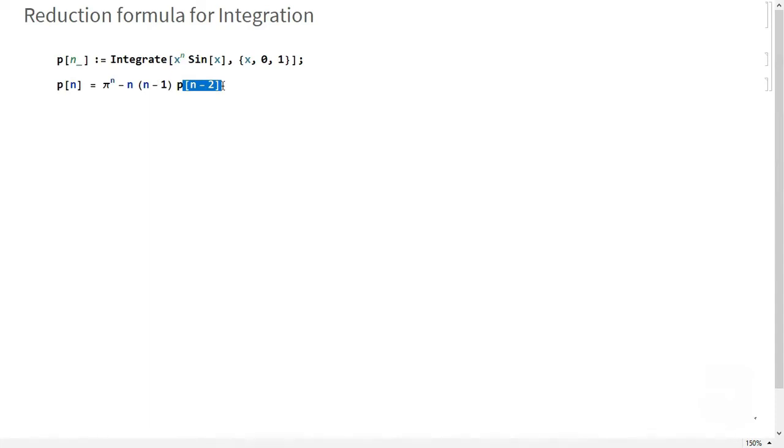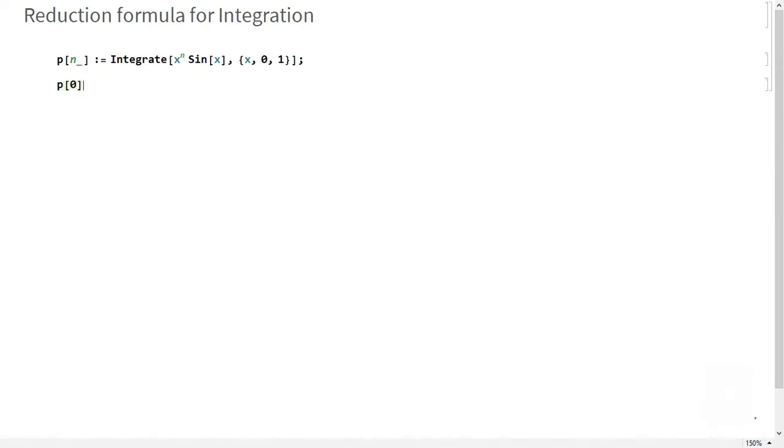So p of 0 and p of 1, those two will be my initial data, and the rest of them we can construct from them by using this recursion relationship. To do that, since we already had this definition, let's try to just see whether we can do it.